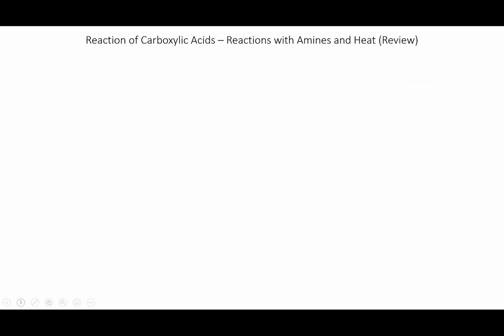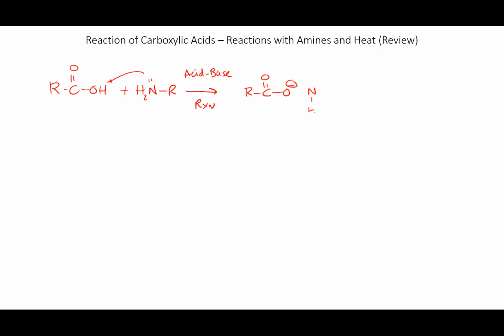Okay, the next reaction is one that I believe I talked about before, but we'll go ahead and review this. That's converting carboxylic acids into amides by reacting them with amines. If you remember correctly, if you take a carboxylic acid and react it with an amine, we'll take a primary amine here, what happens first is an acid-base reaction where the nitrogen deprotonates the carboxylic acid, and you end up forming the ammonium carboxylate. You do not add the amine to the carbonyl, right? This is an acid-base reaction.